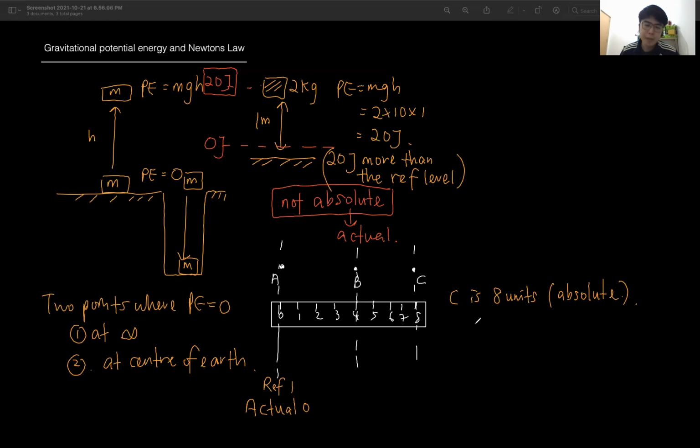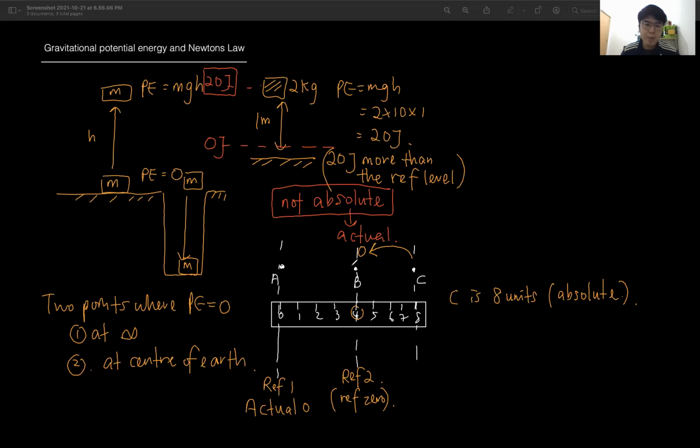Okay, the absolute. Now, I can also change my reference point. Let's say I want to measure from reference point number 2. I let this be my reference 0 here. But in the actual case, is it 0? No, right? It's 4. The absolute value is 4. But I let it be my 0. And then I make a measurement of C with respect to my reference 2.